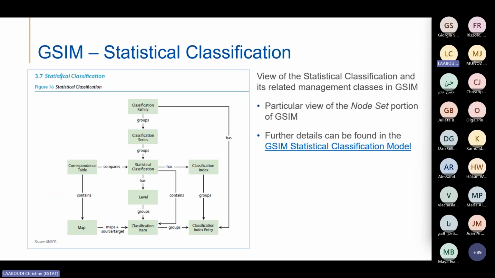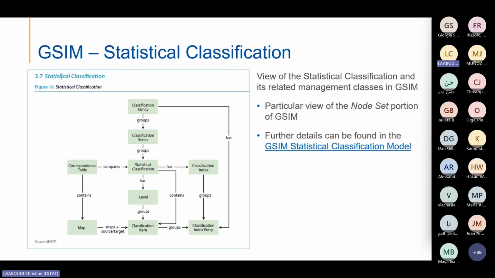This is an ensemble of one or more classifications based on the same concept, related to each other as versions or updates. So we have NACE revision 2.1 and NACE revision 2. And then the classification items combine the meaning from the category with the code and additional metadata such as explanatory notes and the classification index.